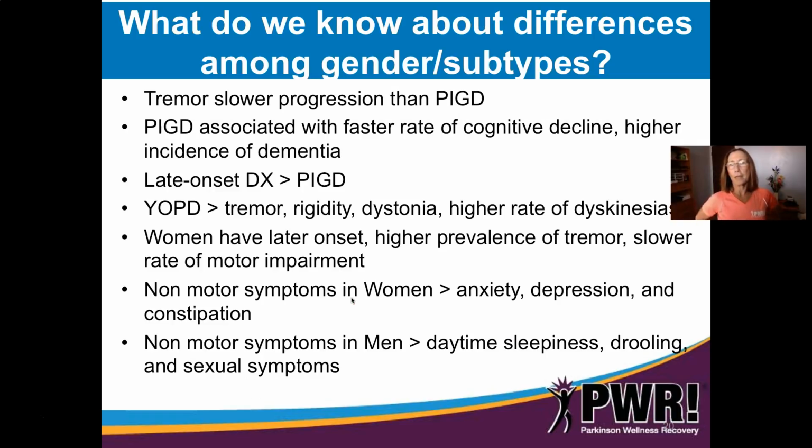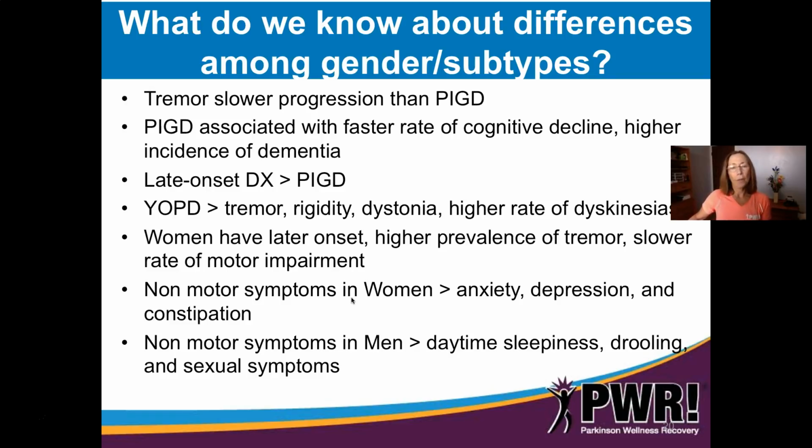So what other things do we know about the differences of people with Parkinson disease? Well, the tremor subtype is slower progressing than the PIGD subtype. The posture and gait instability group is also associated with a faster rate of cognitive decline and a higher incidence over the long term of dementia. People that are a little bit older and have later onset Parkinson disease have a greater risk of getting the postural instability and gait disorder.